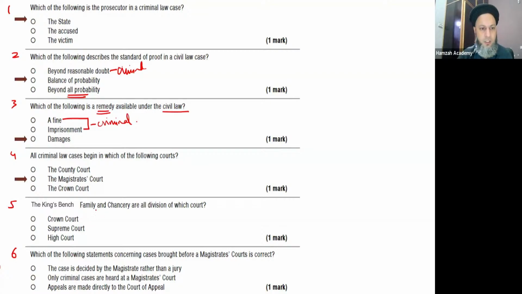The King's Bench and Family, which court are they concerned with? These are of the High Court's divisions. Which of the following statements concerning cases brought before magistrate court is correct? The case is decided by a magistrate rather than a jury. This means it is a summary offence. Usually a jury is required in the higher Crown Court or the county court.